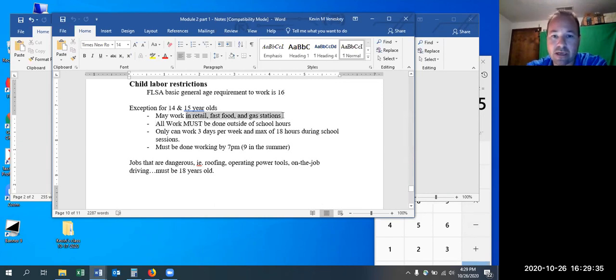In these general three areas where you'll see a lot of teenage help, all the work has to be done outside of school hours. That's one of the criteria. And you can only work 3 days a week for 18 hours total during that week. And you have to be done, if you're 14 or 15, by 7 o'clock, or 9 o'clock when it's in the summer.